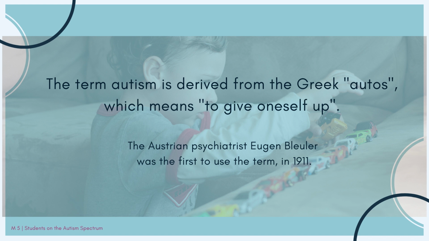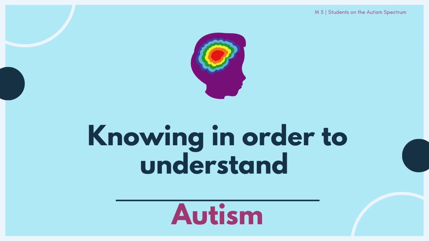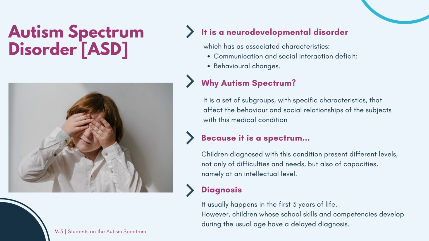It is a neurodevelopmental disorder, so it is more correct to say autism spectrum disorder, which has associated characteristics, communication and social interaction deficit and behavioral changes. Why autism spectrum? Because it is not a single profile. It is a set of subgroups with specific characteristics which affect the behavior and social relations of the subjects with this medical condition. Being a spectrum, children diagnosed with this condition present different levels not only of difficulties and needs, but also of capacities, namely at an intellectual level.